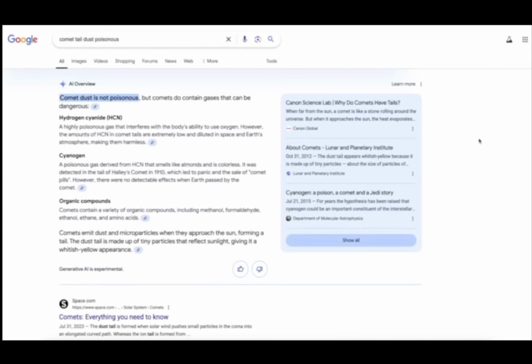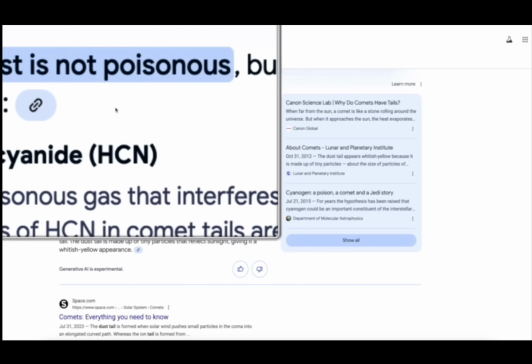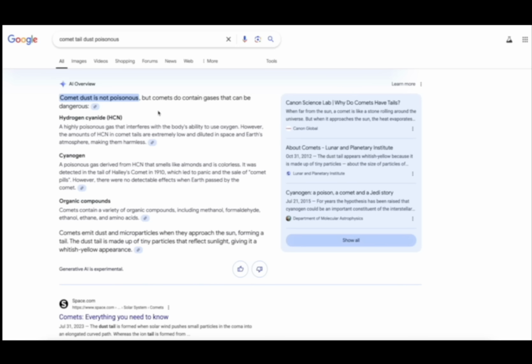Many people sent me hundreds of photos of this comet, but I want to talk about comet dust. Is comet dust poisonous? I've had a lot of people ask me that. And generally speaking, here's what we're looking at. Comet dust is not poisonous, but comets do contain gases that can be dangerous.